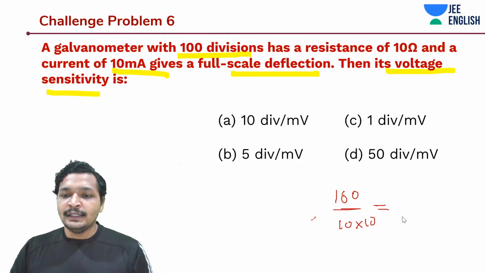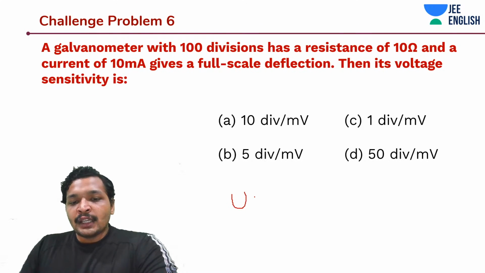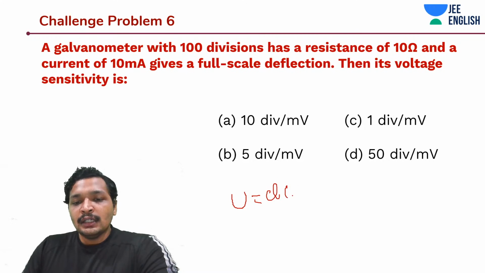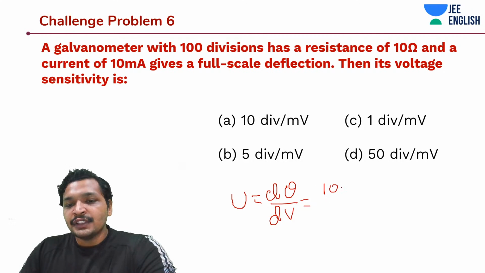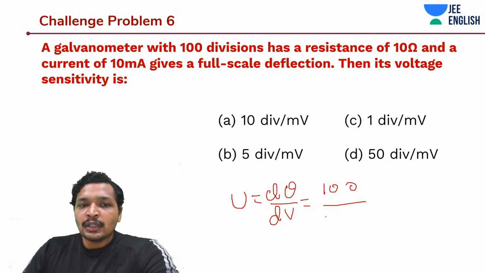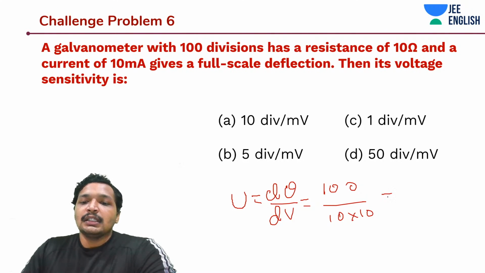How are you going to do this problem, guys? It should be an easy one, right? There is nothing in this. So voltage sensitivity, if you remember, I took it as U. It's d theta by dV, or theta by V. How much is theta over here? 100 divisions. What about number of volts? Yeah. See, 10 into 10.